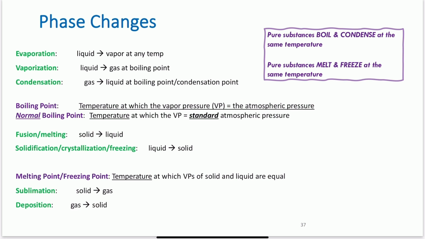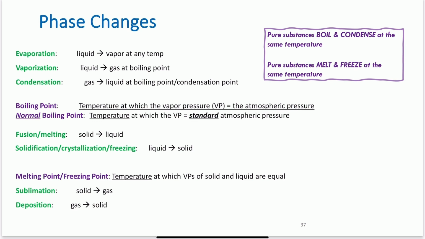Condensation is when the gas is condensed. The gas goes to a liquid at its boiling point or its condensation point. So it condenses and vaporizes at the same temperature. It's just, which direction am I going? Am I going from a liquid to a gas or from a gas to a liquid? So pure substances will boil and condense at the same temperature. They will also melt and freeze at the same temperature.